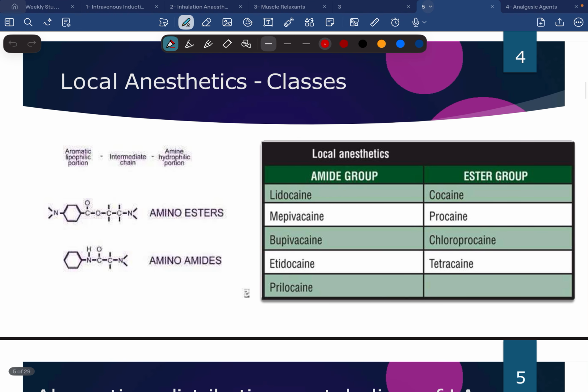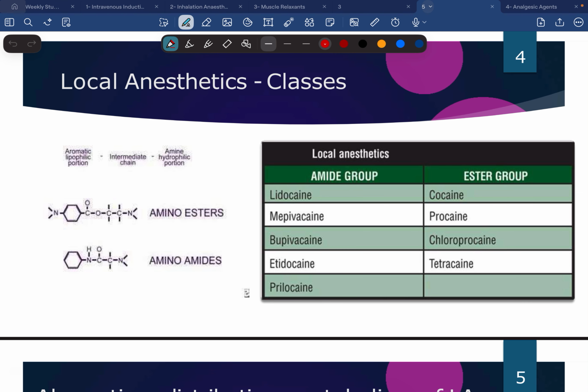Local anesthetics are either amides or esters. Each local is composed of an aromatic group and an amino hydrophilic group. The connection in between defines whether it's an amide or an ester, and it gives the local anesthetic its characteristics. So the esters have an ester group, and amides an amide group.